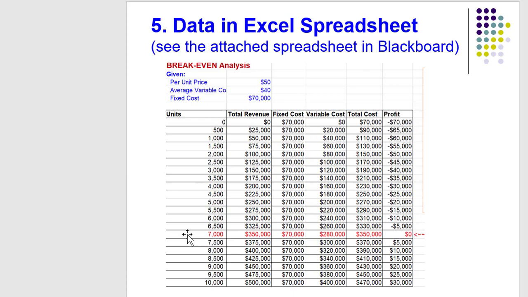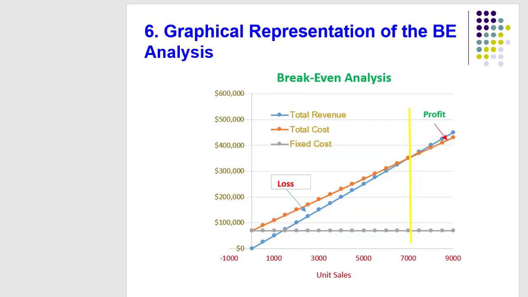As you can see, 7,000 units produces zero profit, and that's the break-even unit. And you can also see that total revenue is 350,000. So that's the revenue figure for the break-even point, and it all makes sense. And the same amount would be total cost because the profit is zero.